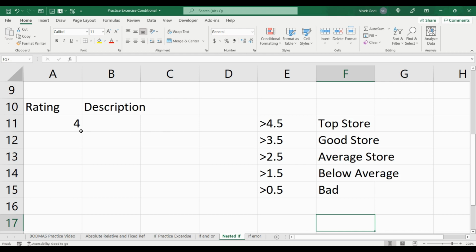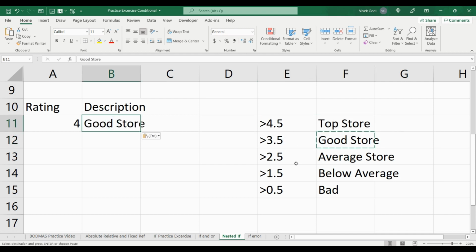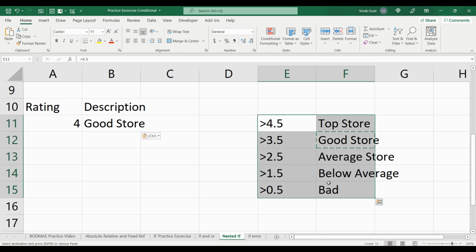Here we are categorizing our stores on the basis of their score. If the score is greater than 4.5, then we have to display top store. If the score is greater than 3.5, then good store. If it is greater than 2.5, then average store, and so on. If you have any issues in solving this question, you can see the previous videos on our conditional statement, or you can also see the answers in our next video.